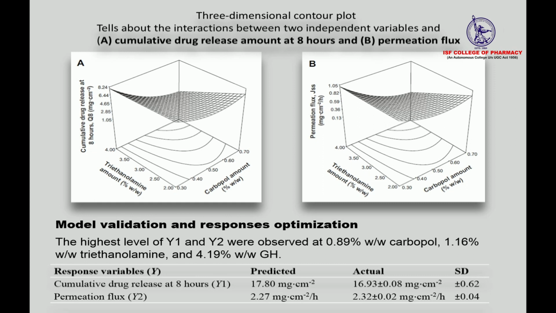Now the time for model validation and response optimization. The cumulative drug release amount at 8th hour of the study and permeation flux were required to be higher. The highest value of Y1 and Y2 were observed when the gel formulation was developed using 0.89% weight by weight carbopol, 1.16% weight by weight triethanolamine and 4.19% weight by weight galantamine hydrobromide. Using these conditions, 3 batches were prepared and the values of cumulative drug release amount at 8th hour and permeation flux were correlated with predicted values given in this table.